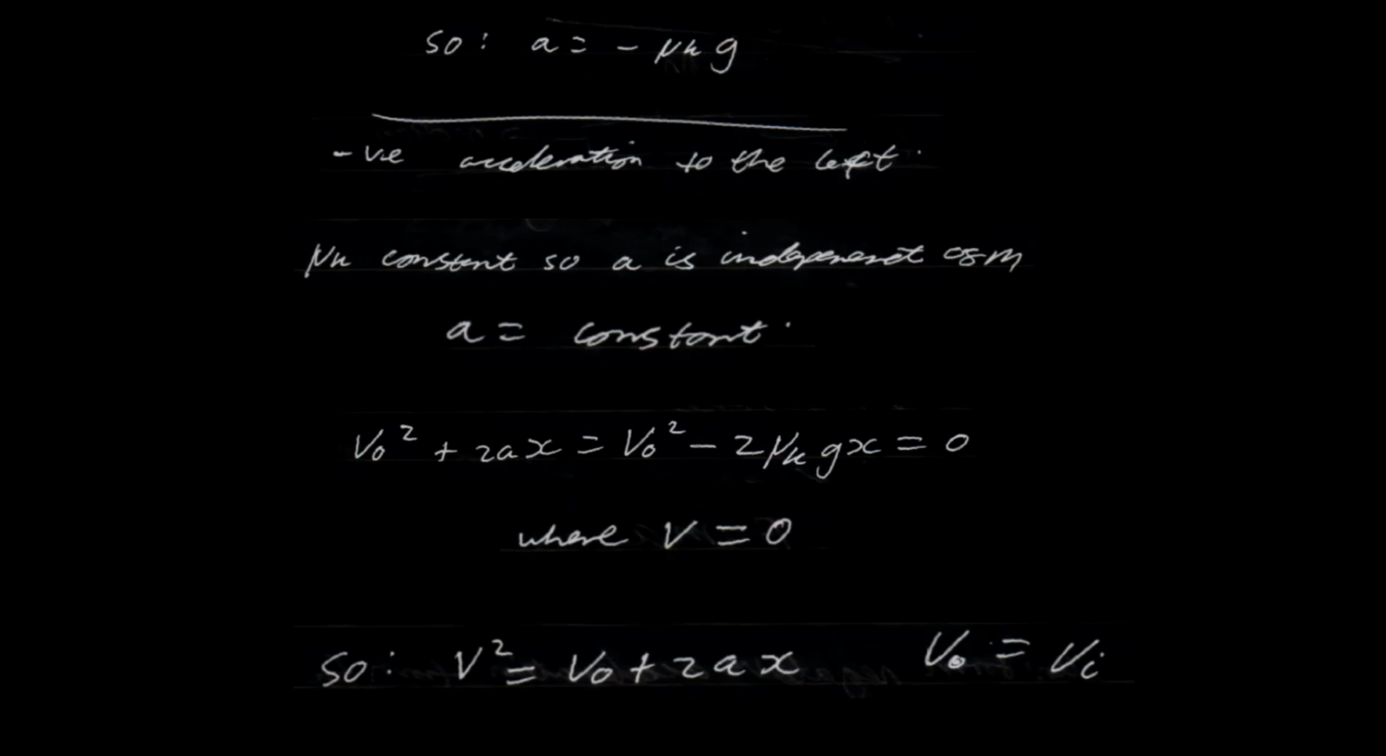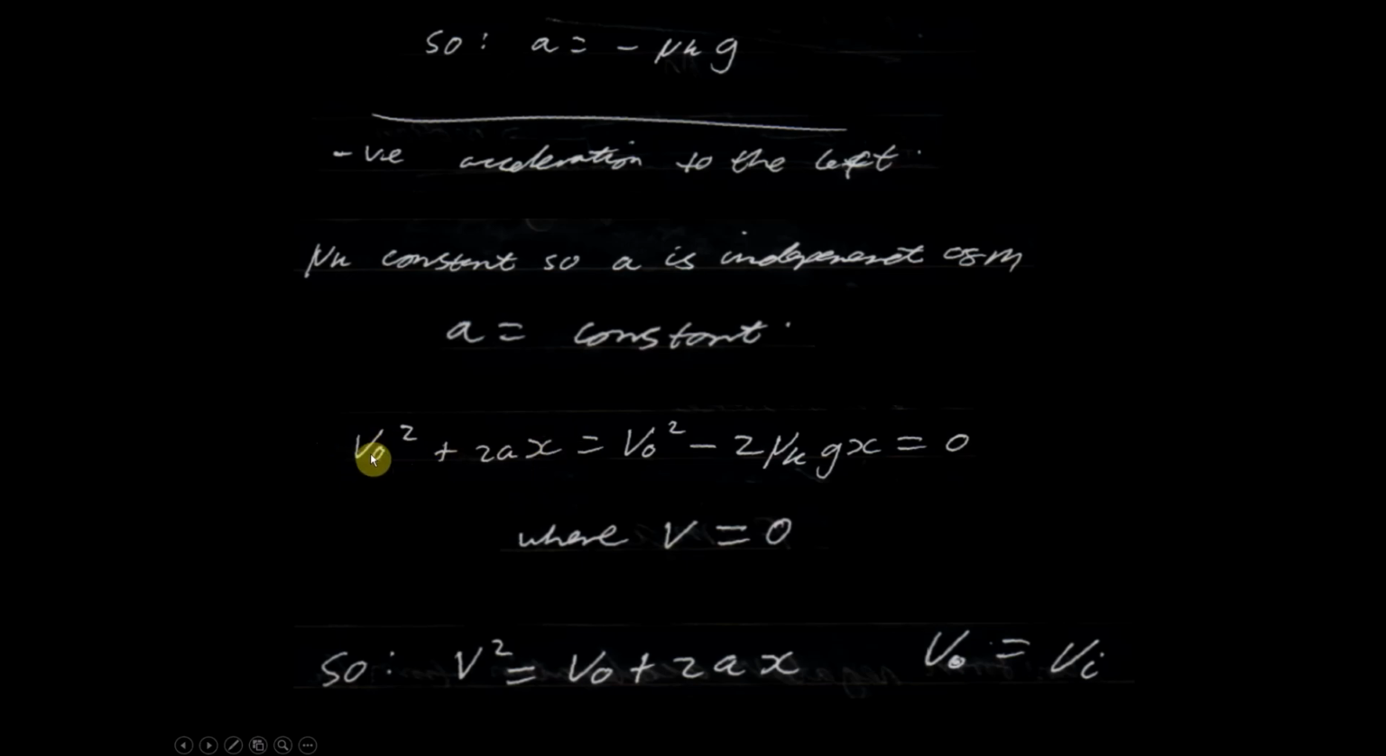So mu k is constant, so our acceleration here is independent of the mass, and because it's a constant acceleration system now, we can take this a value and we can go back to our equations of motion. The equation of motion we're going to pick on is Vi squared plus 2as here, and we're going to say that our final velocity, of course, is 0. So Vf squared equals Vi squared plus 2as.